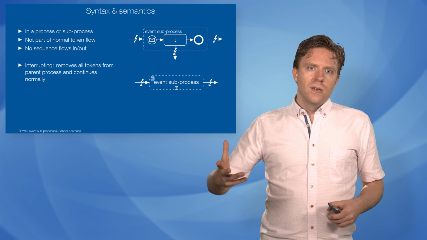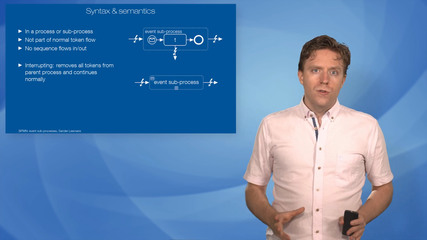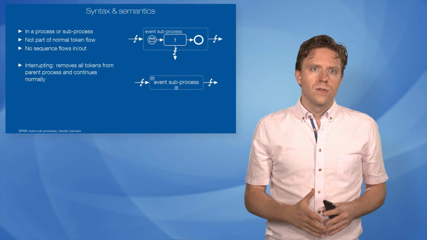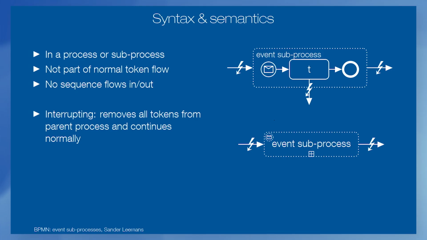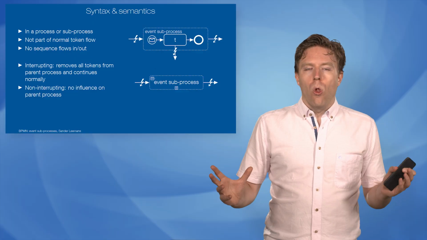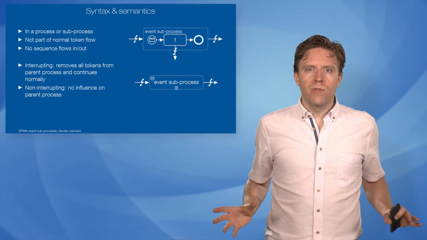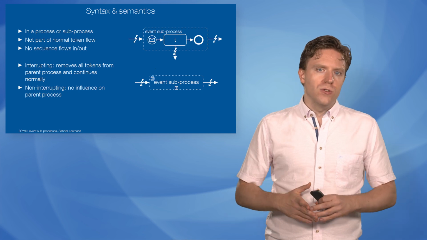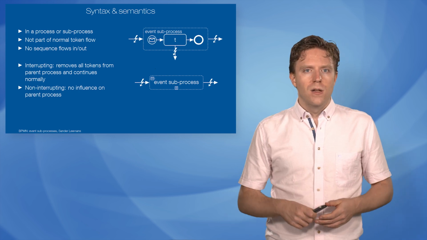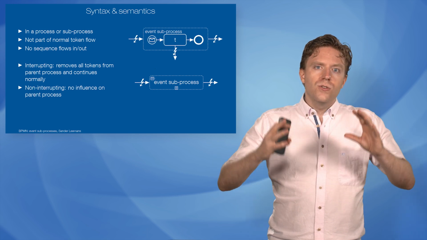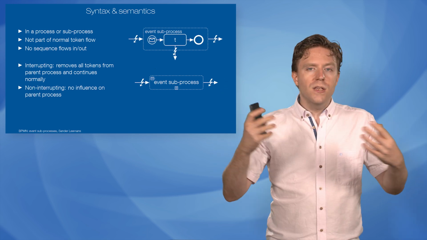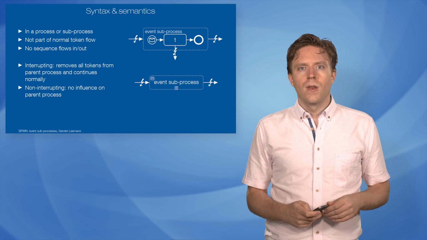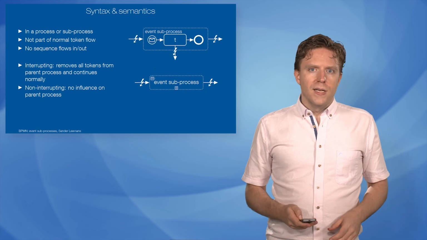If it's interrupting, then it removes all the tokens from the parent process or subprocess where it is, but only if it is interrupting. If it's non-interrupting, it has no influence on the parent process at all. So that parent process just keeps running. It doesn't even notice. These things work in parallel. However, you're still within the scope of that parent process, so you can use its data. Let's look at an example.